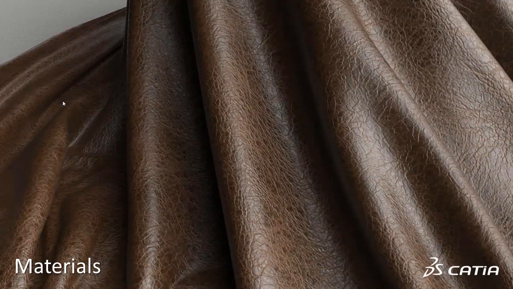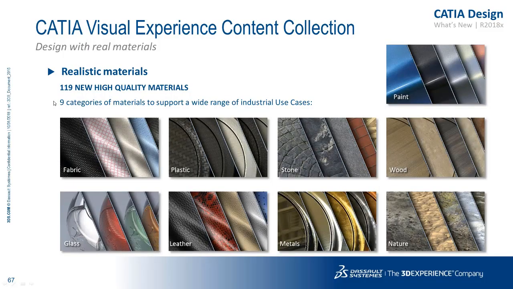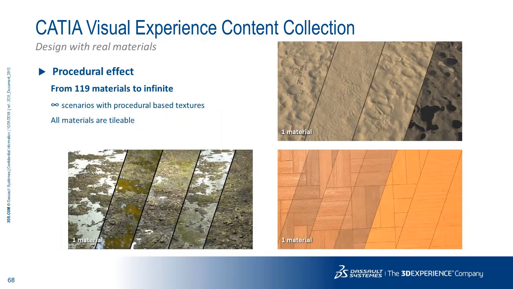And not just leather, we have 119 materials in 9 categories, as you can see here, such as fabrics, plastic, stone, paint, wood, glass, leather, metals, and nature. And it's not just 119 materials. We have a lot of procedural materials. So for one material type, if we change just one slider in the procedural input of the mathematic formula, you can get a completely different appearance with an infinite number of combinations just out of a single material. So let's take a look at some of them in the content collection.